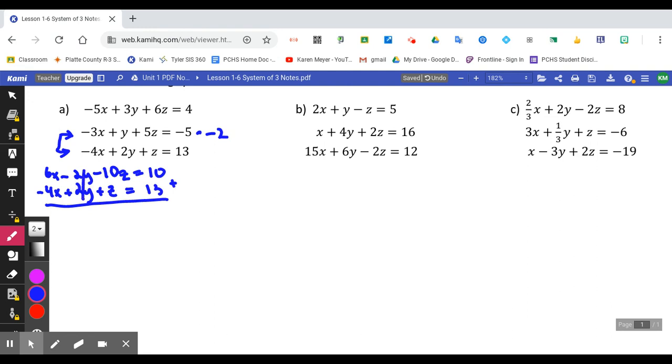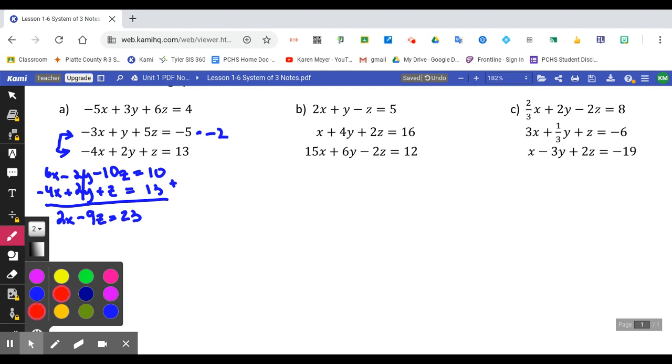And when you do that, you're going to come up with 2x. The y's cancel out. Minus 9z equals 23. Now, our goal is to get to another equation with the exact same two variables, x and z. So to make that happen, that means we must cancel out y again. But this time we have to pick two different equations than what we used the first time.